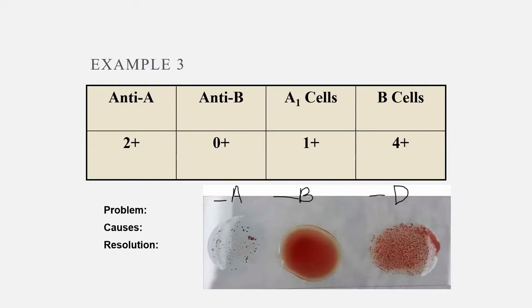Okay, so when we have A subgroups, the extra things we have in our rack that can help us are A2 cells, because A2 is so common, 20%. You can test their plasma with A2 cells and see if they have an antibody to A2. If they're just a normal A2 phenotype, they should not have antibody to A2. So they might have a 1+ with A1 cells, but a 0 with A2 cells.